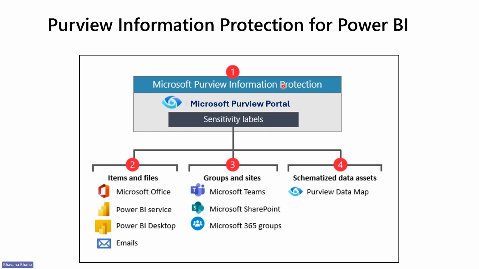These sensitivity labels are centrally defined in the Microsoft Purview portal, and can be applied to Microsoft Office files, to emails, to Power BI service and Power BI Desktop files, to Microsoft 365 groups, Teams, SharePoint sites, and also to schematized data assets that are registered in the Microsoft Purview data map. Your users can manually apply these labels to content, or you can also automatically classify and protect emails and supported Office files.